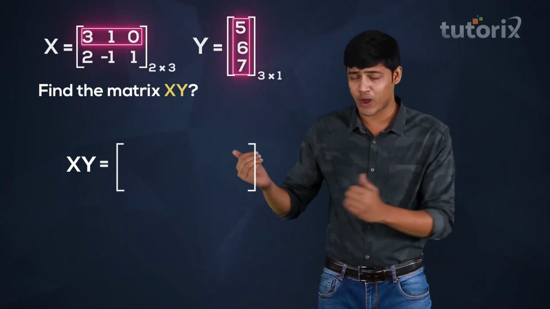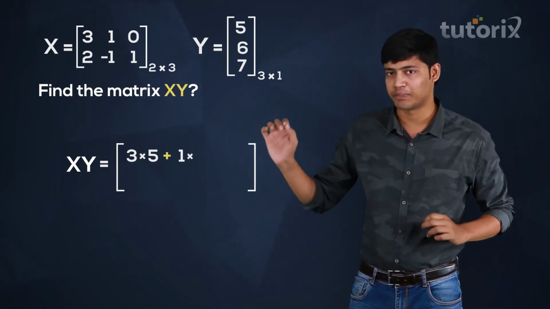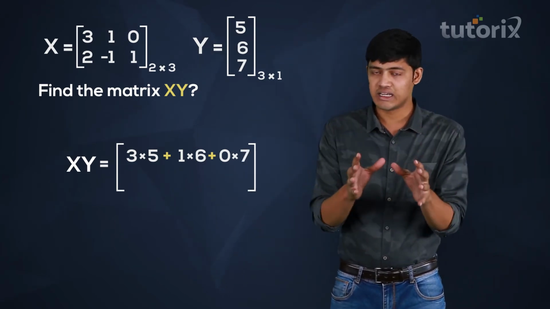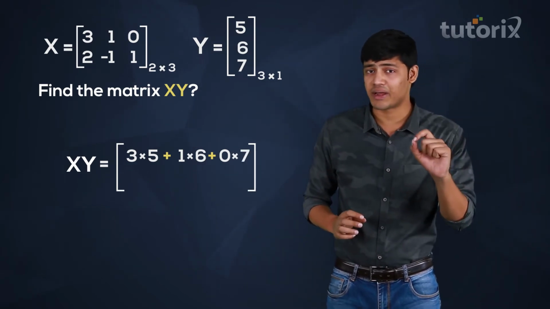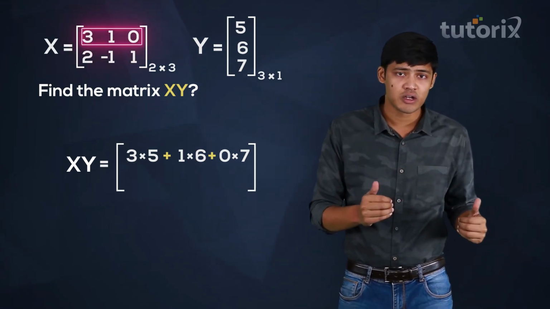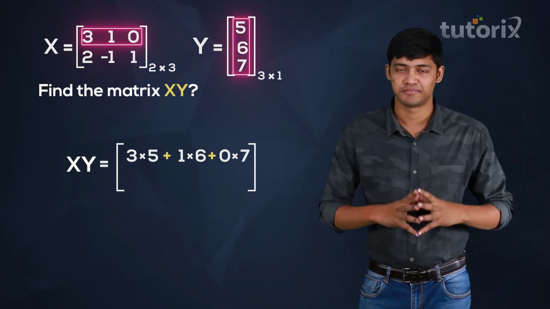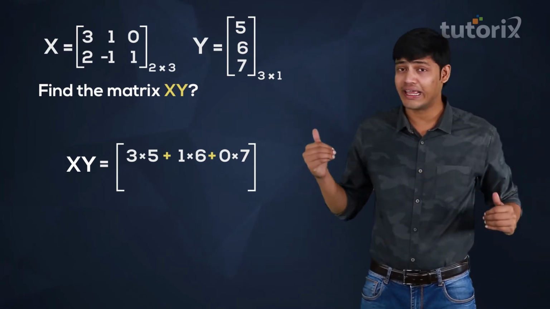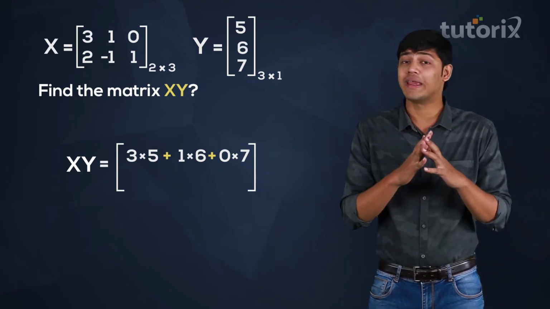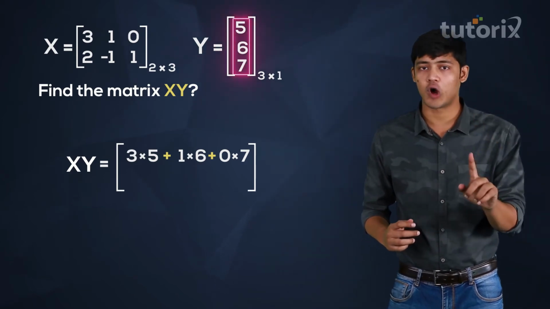So now the first element, that is the element in the first row and the first column of the matrix XY, will be 3 multiplied by 5 plus 1 multiplied by 6 plus 0 multiplied by 7. That is, we multiplied the elements in the first row of the matrix X with the corresponding elements of the first column of the matrix Y and then added them. Observe that this is the only element in the first row of the matrix XY.